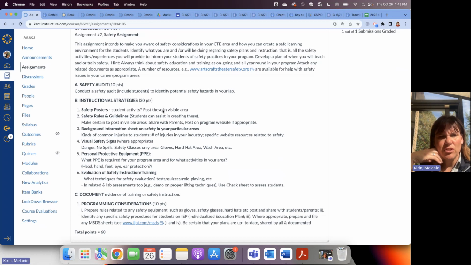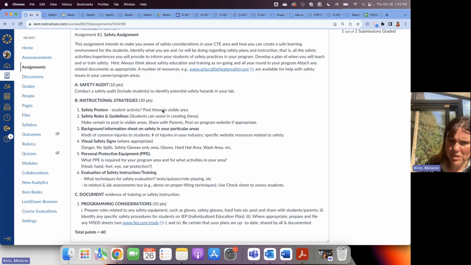The first thing you're going to do is conduct a safety audit. Include your students in that to identify potential safety hazards in your lab. You might have a lab that's built into your actual classroom, or you might have separate entities, but you want to walk around the room and look at potential safety hazards. I was in an audio class, and there were wires all over the place, right? That was one of the things I saw when I went in. Clearly those are tripping hazards.